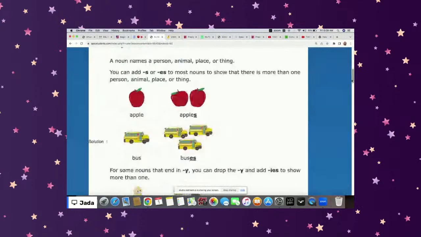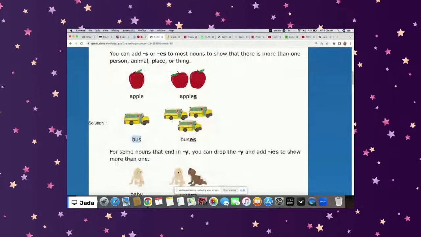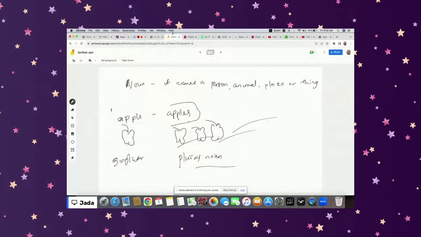So moving on, we can have bus. For one bus, it means it's singular. Whenever it is one, it means it's just only one person, just one thing, which is singular. And then when you have more than one, you have two, three, four, five. Just like the buses, we have three buses. Then you are gonna add es. So remember that to make it plural, sometimes you can add s or es.